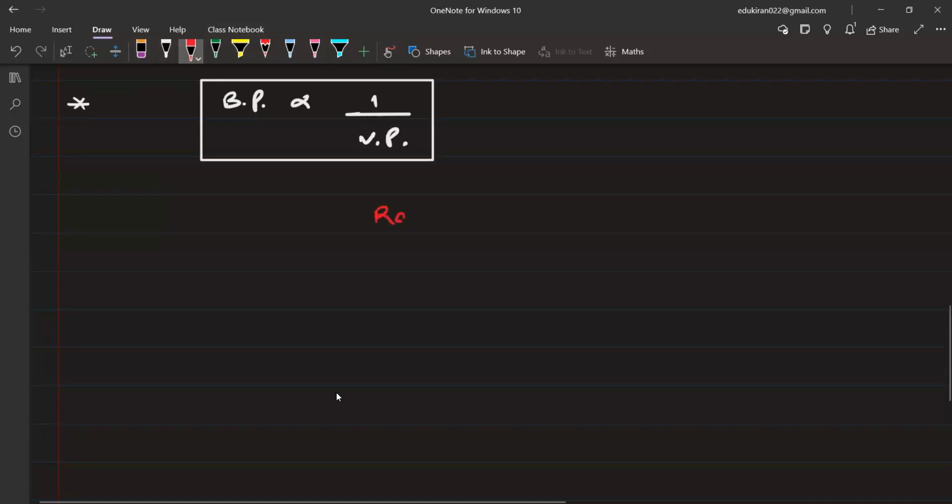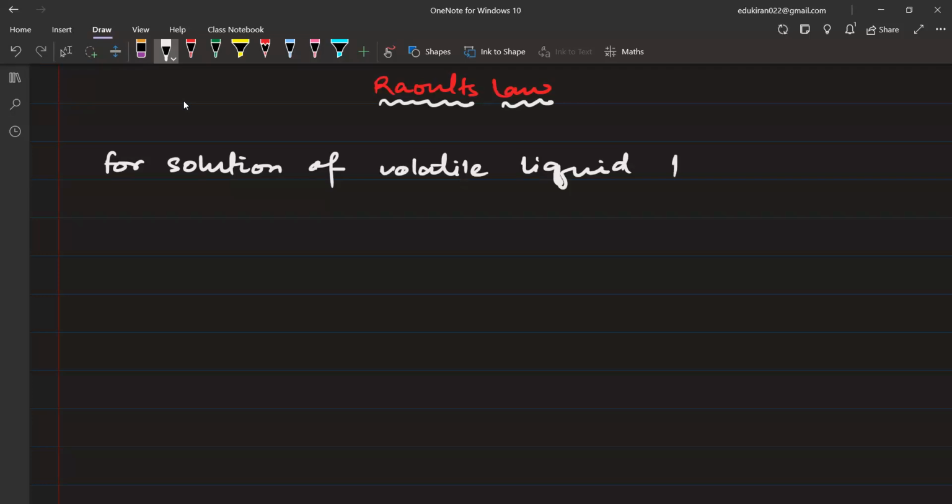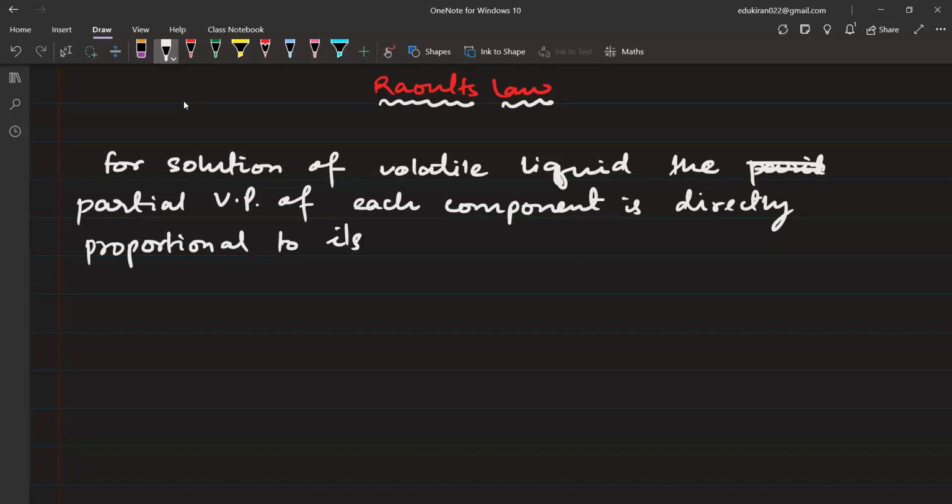Right, next, Raoults law. Raoults law says that for a solution of volatile liquid, the partial vapor pressure of each component is directly proportional to its mole fraction.